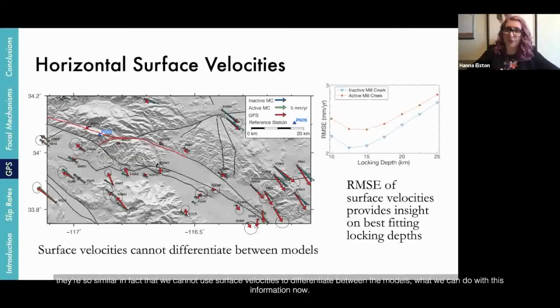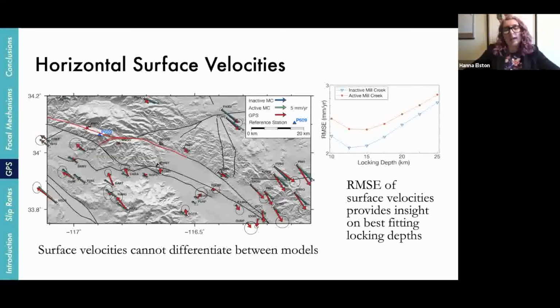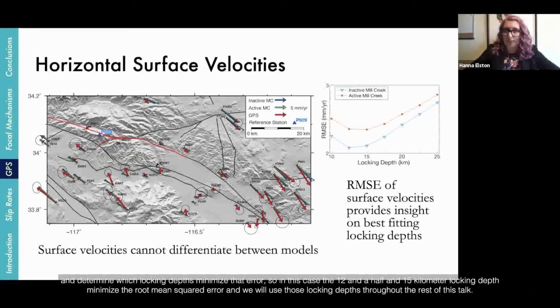What we can do with this information, though, is take the root mean square error of each of the models with a different prescribed locking depth from 10 kilometers to 25 kilometers and determine which locking depths minimize that error. In this case, the 12.5 and 15 kilometer locking depths minimize the root mean square error, and we will use those locking depths throughout the rest of this talk.